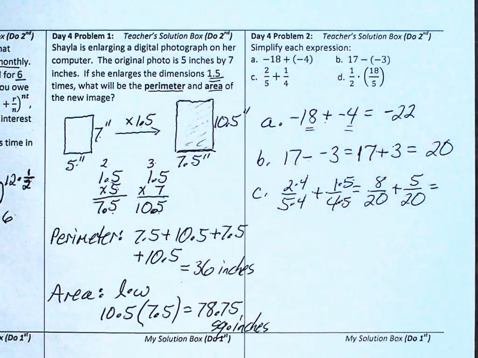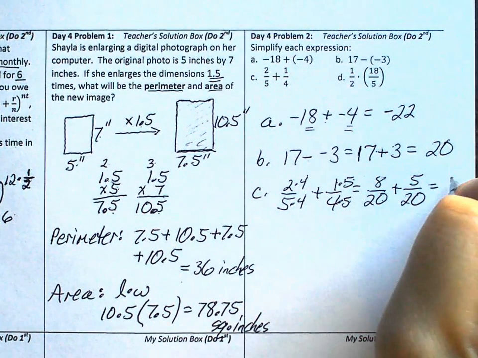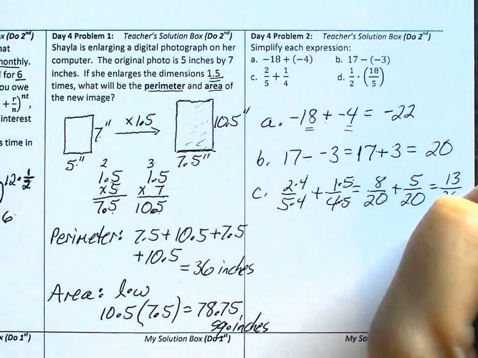Now we can add these. 8/20 plus 5/20 is how many 20ths of something? 8 plus 5 is 13/20.